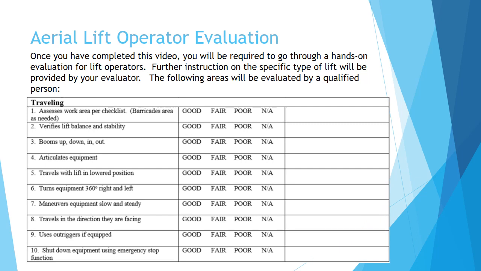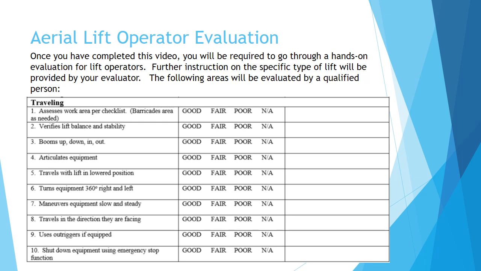The evaluator will observe the operator traveling using the lift. They will ensure that the operator assesses the work area, verifies the stability of the lift, observes the operator booming up, down, in, out, if the equipment is an articulating boom, they will observe that as well.